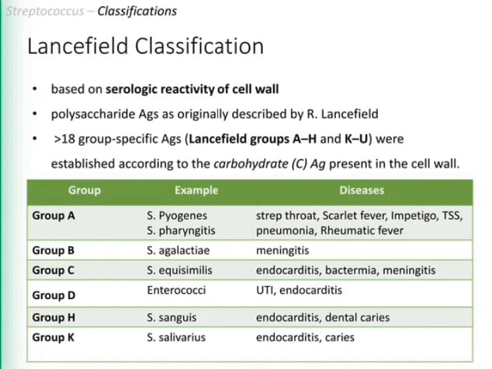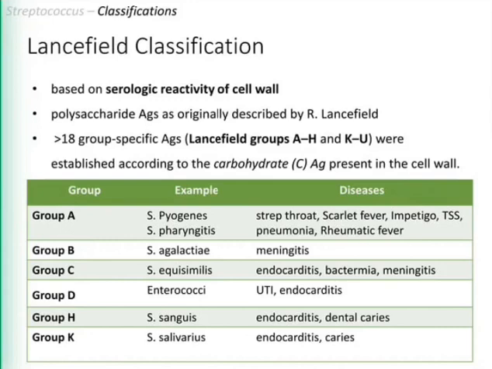Lancefield classification is based on the serologic reactivity of the cell wall polysaccharide antigens, originally described by Rebecca Lancefield. Greater than 18 groups, specified as A, B, C, D, H and K, were established according to the carbohydrate antigen present in the cell wall.